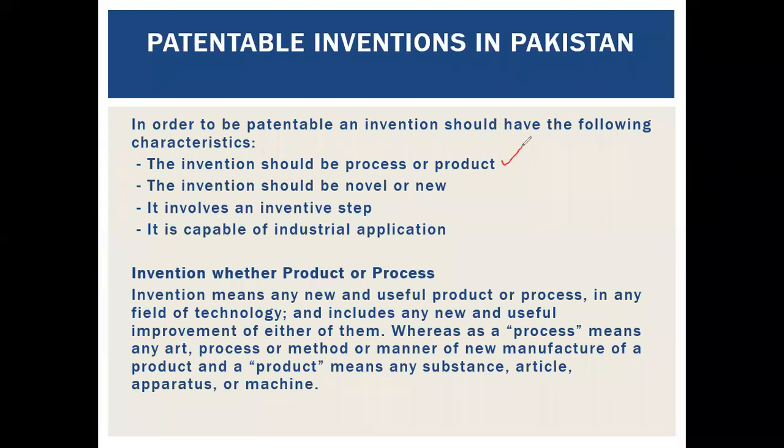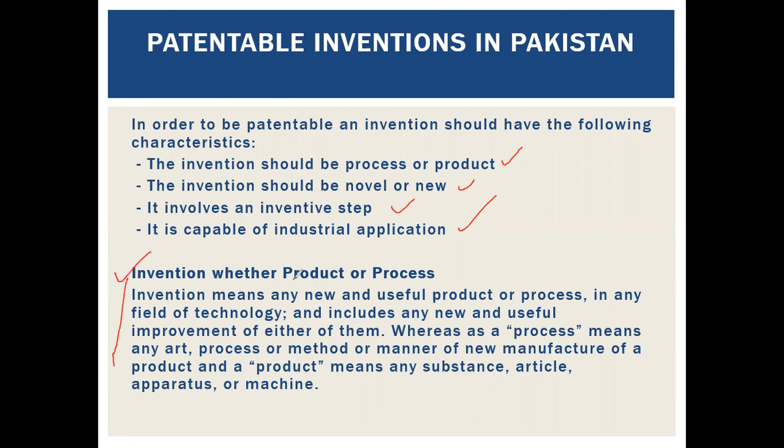Okay, it should be a process or a product. Yes, an invention should be novel or new, and it should involve an inventive step, and it should be capable of industrial application. That is the fourth step that the government and institutes such as the IPO of Pakistan consider as patentable. If you invent a product or a process, it will count.